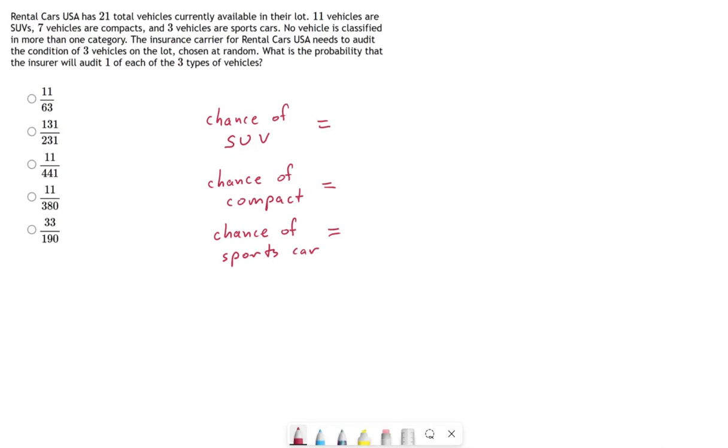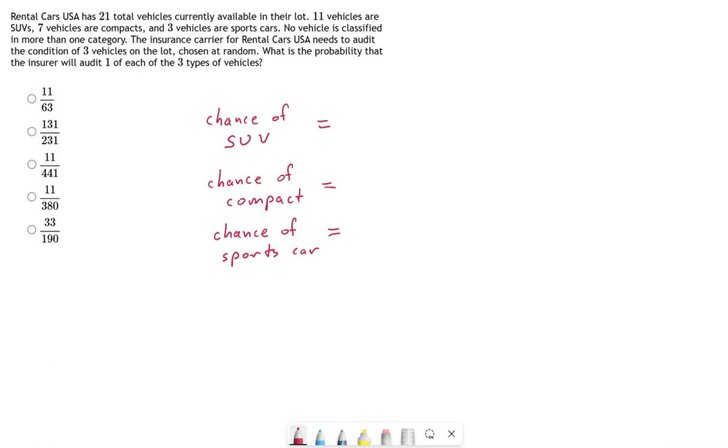In this problem, we're doing a probability calculation of the chance of choosing one of each of three types of vehicles from a car lot that has 21 vehicles on it. So read that paragraph, pause the video if you like, and I want you to think of the chance of choosing an SUV, just an SUV.